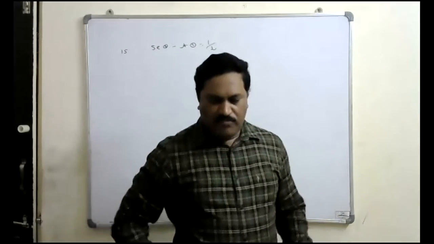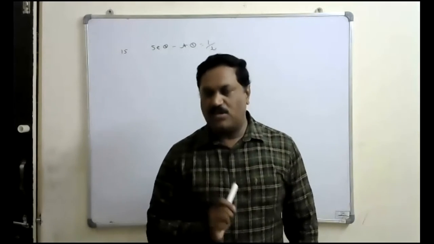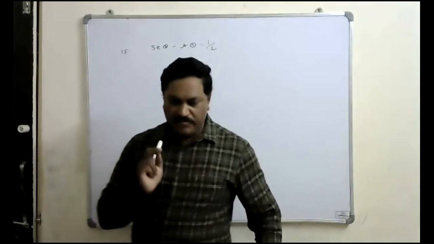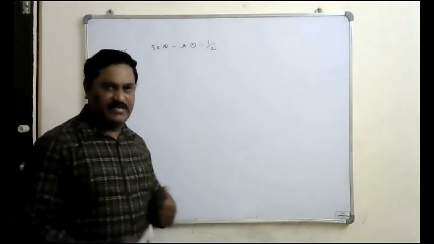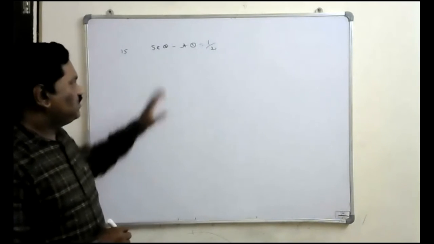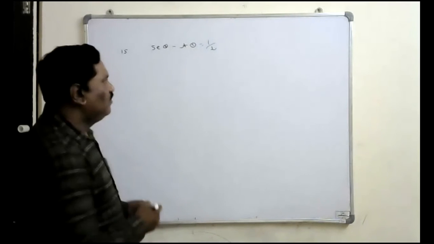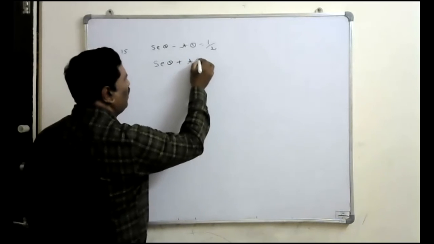Remember that if you want to find the quadrant, we should know the signs of at least 2 trigonometric ratios. Then only you can identify in which quadrant theta lies. Okay? To find that, secant theta minus tan theta is given as 1 by 2. Then immediately we can consider secant theta plus tan theta, which is the reciprocal of that, which will be 2.